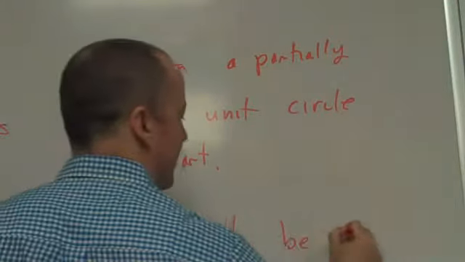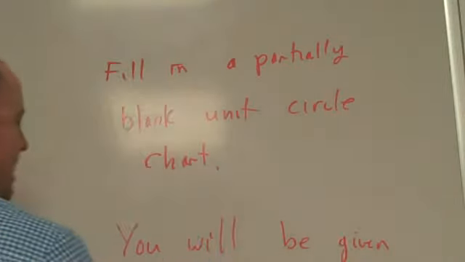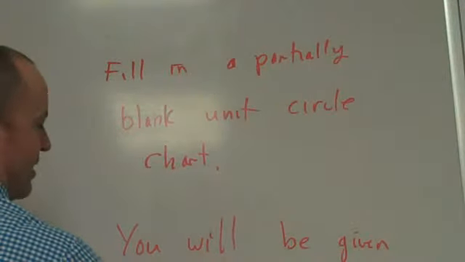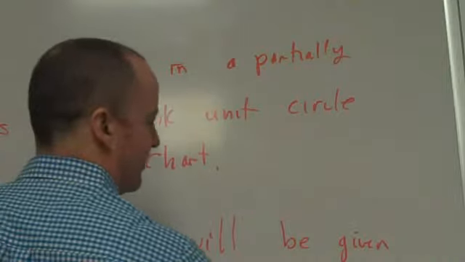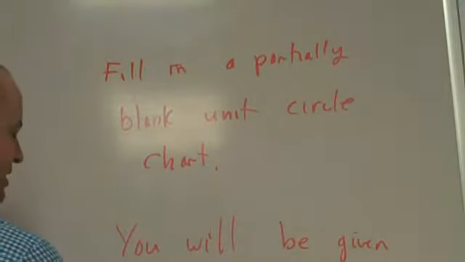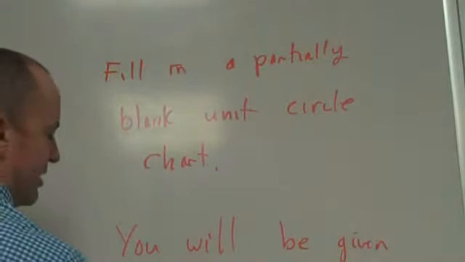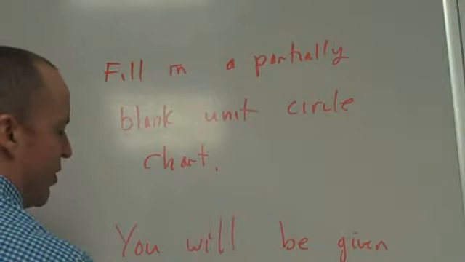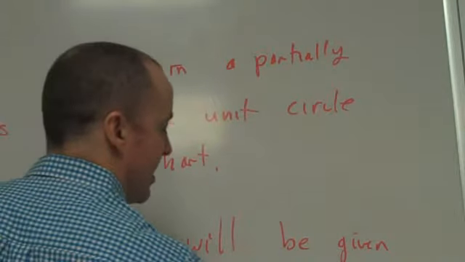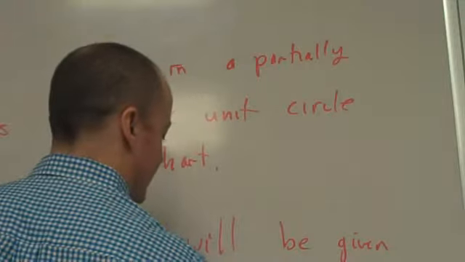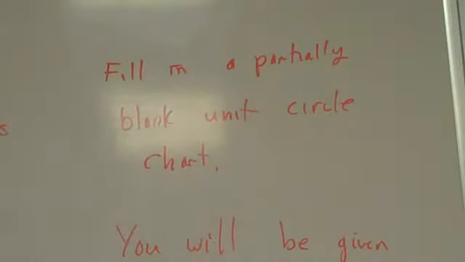And you will be given a trig chart for 0, 30, 45, 60, and 90 degrees. And that trig chart will only have sine, cosine, and tangent on it, so you're going to have to remember how to find cosecant, secant, and cotangent. But you'll have to flip the right ones.